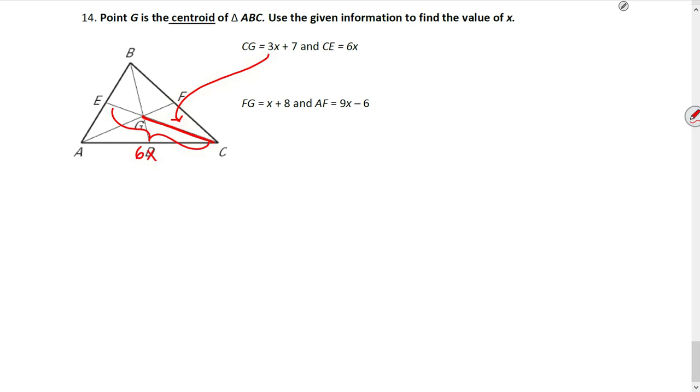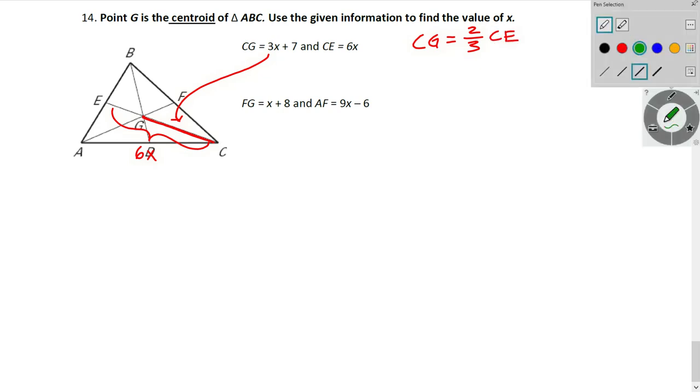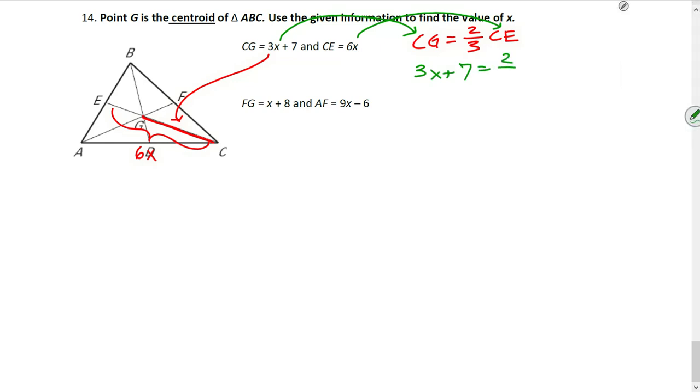So I think about how CG and CE are related. CG is 2/3 of CE, because the centroid to the vertex is 2/3 of the entire median length. Okay, I can now plug in 3x plus 7 for CG and 6x for CE, and I get 3x plus 7 is equal to 2/3 times 6x.